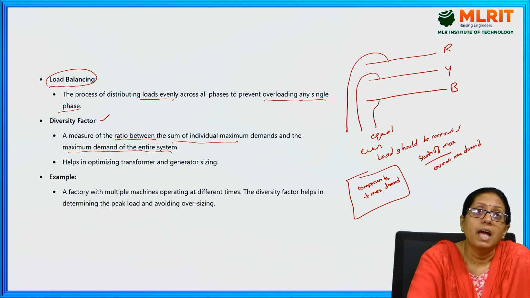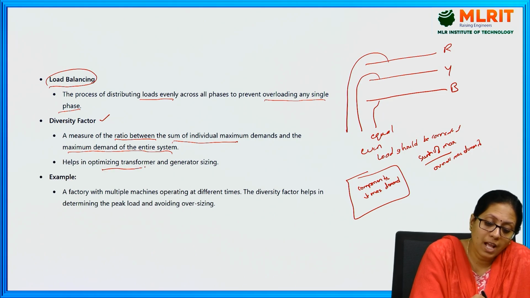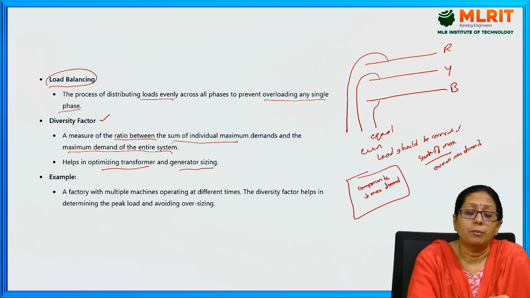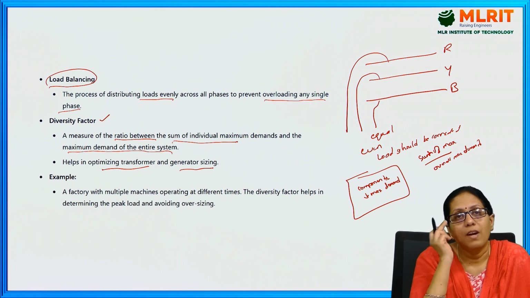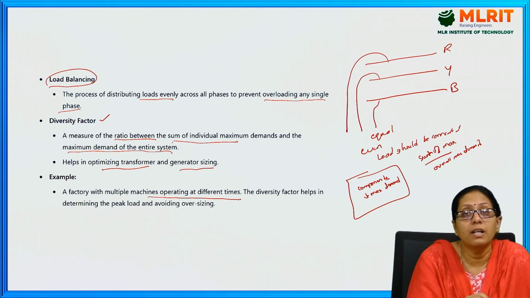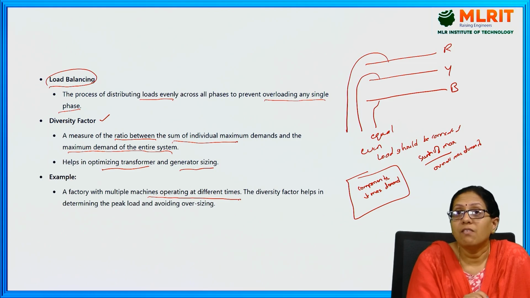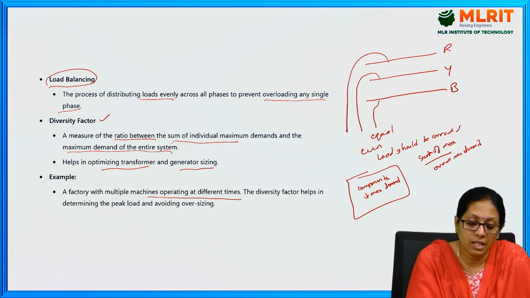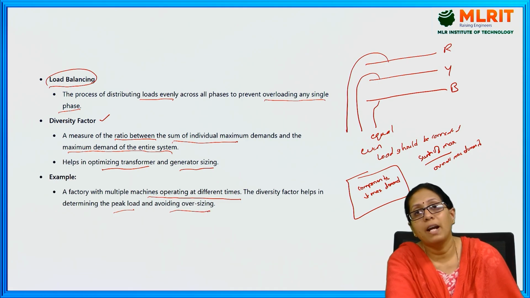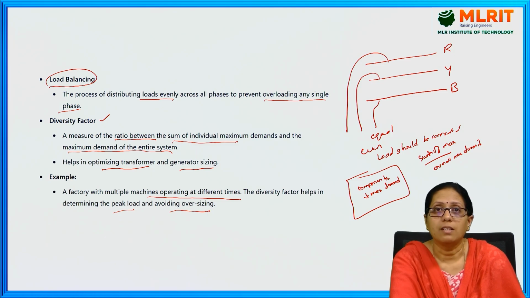This helps in optimizing transformer and generator sizing, which helps in selecting the transformer as well as the size of a generator. An example is a factory with multiple machines operating at different times. The diversity factor helps in determining the peak load and avoiding oversizing.